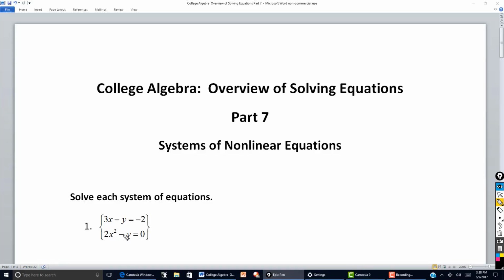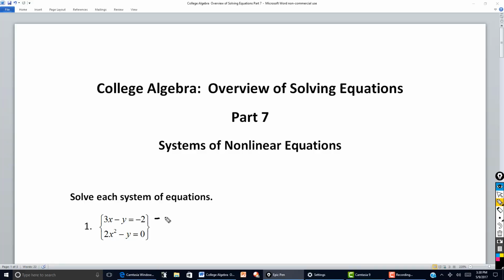So in this particular case, I have 3x minus y is equal to negative 2. That represents a line. The second one is 2x squared minus y is equal to 0. That's the one that's nonlinear, second degree, because of the exponent 2 here on the x. So I'm going to try to solve these by simply eliminating one of the variables and getting it down to one equation with one variable.